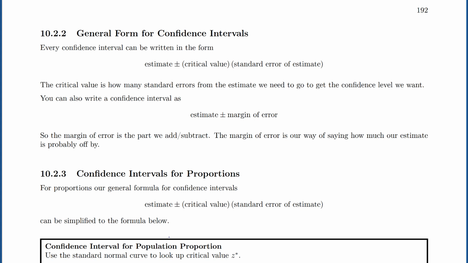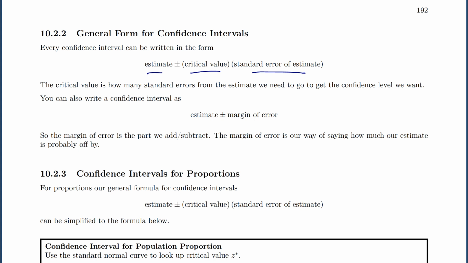Okay, now let's talk about our general form for confidence intervals. Every confidence interval can be written in this form: our estimate plus or minus a critical value times the standard error of the estimate. So the critical value is how many standard errors from the estimate you have to go to get the confidence level that you actually want.